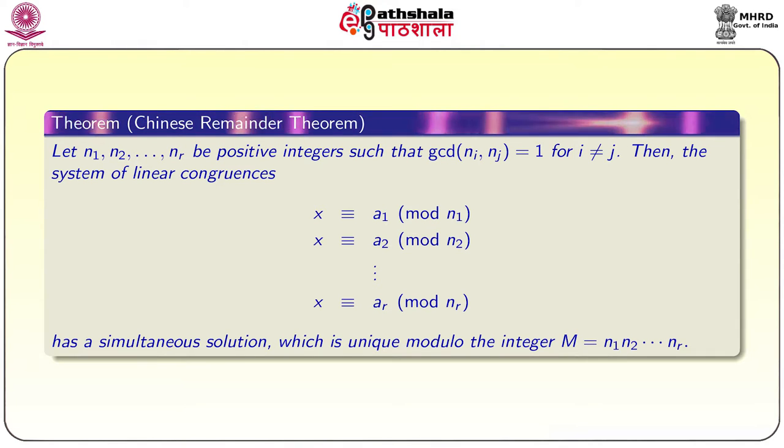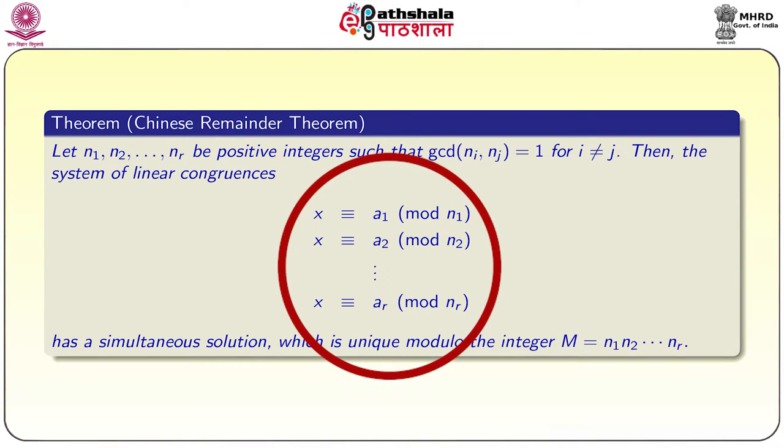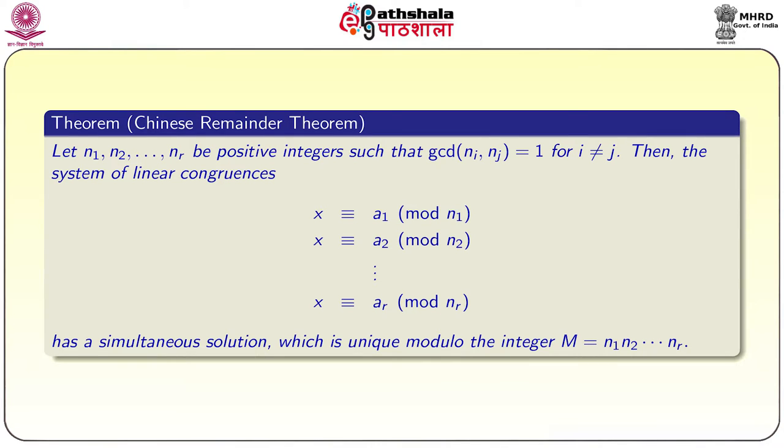Now, we will go to another important theorem in this module, that is the Chinese remainder theorem. First, look at the statement. Let n 1, n 2 and so on up to n r be positive integers such that GCD of n i, n j is 1 for i not equal to j. That means they are mutually relatively prime. Then the system of linear congruences, x congruent to a 1 mod n 1, x congruent to a 2 mod n 2 and so on, x congruent to a r mod n r, has a simultaneous solution, which is unique modulo the integer m equal to n 1 times n 2 and so on up to n r.